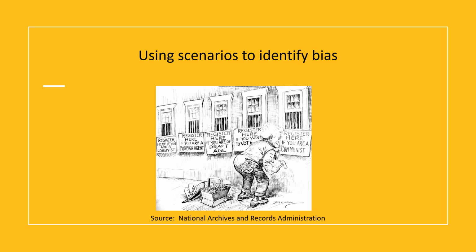Register here if you want to vote, and then register here, the window on the right, if you are a communist. So of those 5 groups, there appears to be a bias against communists, people who are foreign agents, and lobbyists, as well as perhaps a bias in favor of those who are of draft age to be registering themselves but not to register to vote.